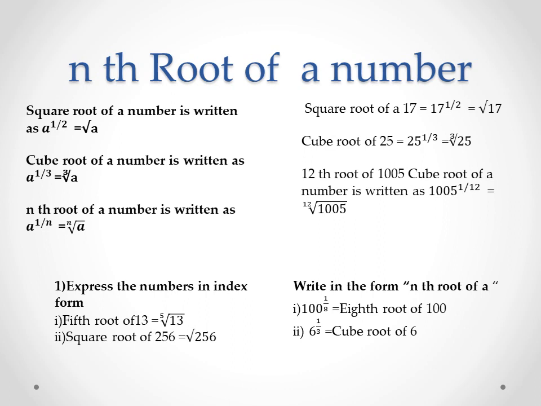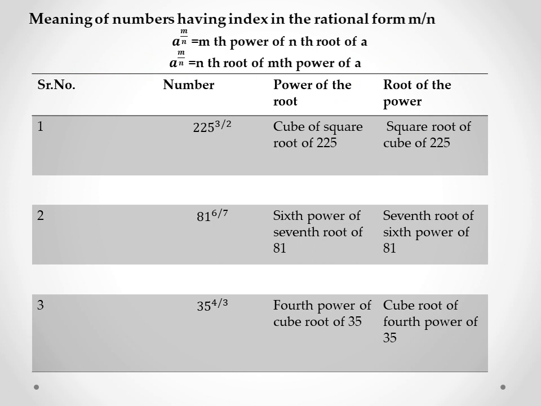6 raised to 1 upon 3. Now here index 3, you may write third root of 6, but when the index is 3, then we will write it as cube root. Similarly, when 1 upon 2, we will write square root. I have already written above how to write it, and you can understand it. Now here I have given the meaning of numbers having index in the rational form m upon n. Means what? When any number and some index is given, that index is m upon n, means the index is given in numerator denominator form. Then how to read it or how to express it, that we want to see.